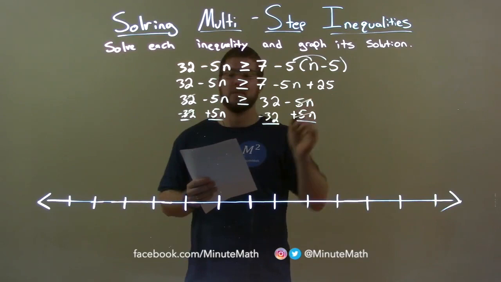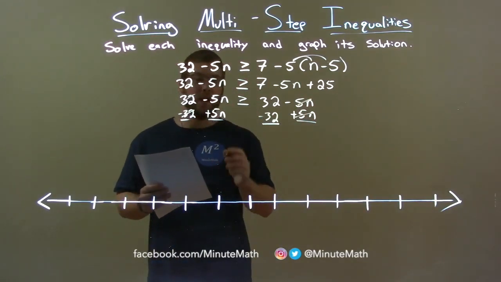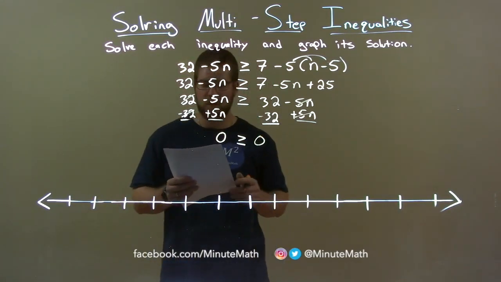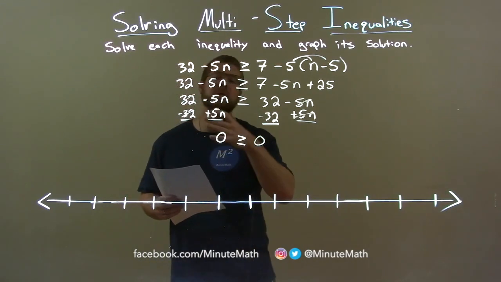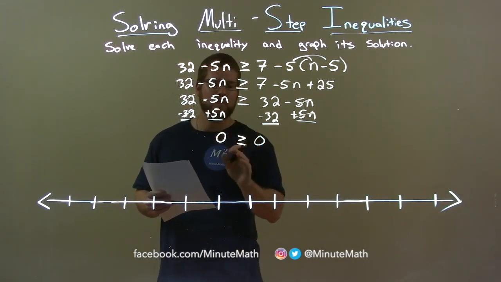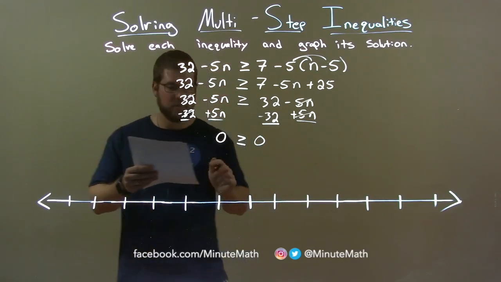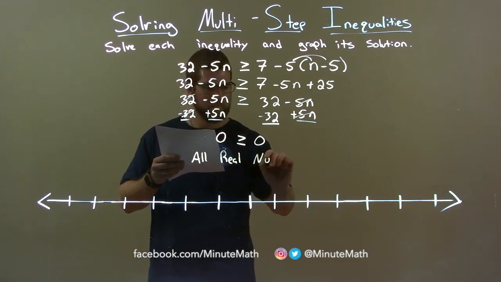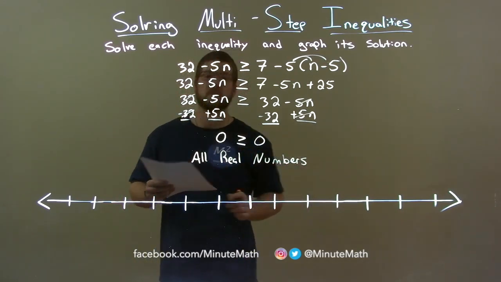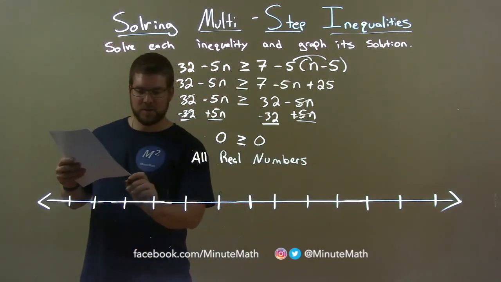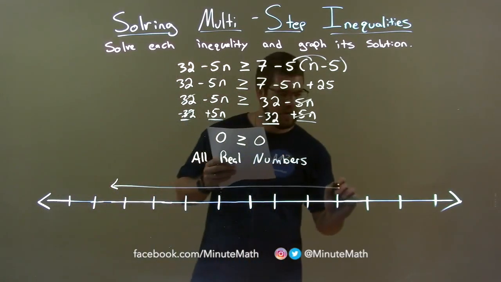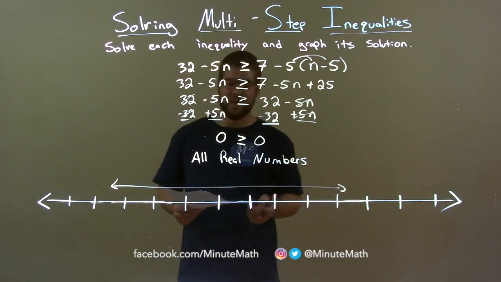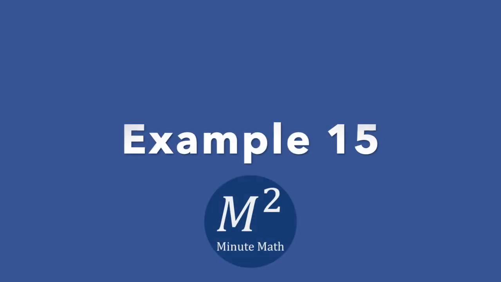32's cancel, 5n's cancel. Negative 5n plus 5n is a 0, and it's less than or equal to, and 32 minus 32 is 0. So when we have this and our variable disappears, okay, be careful. This is a true statement. So what that tells us here is that all real numbers are solutions here. So if I was to graph this, it would actually be an arrow that covers everything. It goes in both directions, both ways, forever. So now we have a graph that matches our final answer, all real numbers.